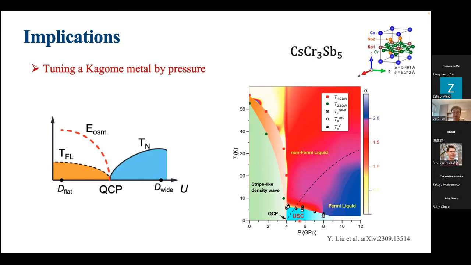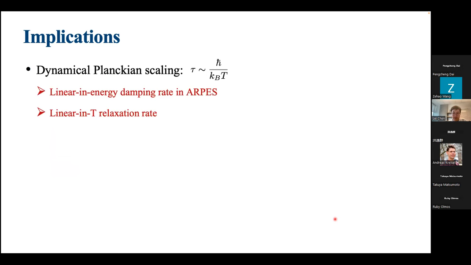And you have this Fermi liquid phase and this charge density wave phase, which actually corresponds to the heavy Fermi liquid phase and this ordered phase. And the interesting thing is that at this quantum critical point, they observe this unconventional superconductivity dome. And what about the other implications, or the other things we can further test by this mechanism?